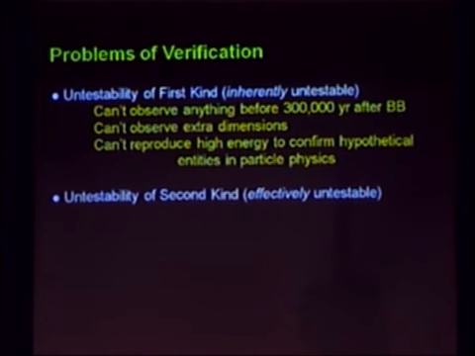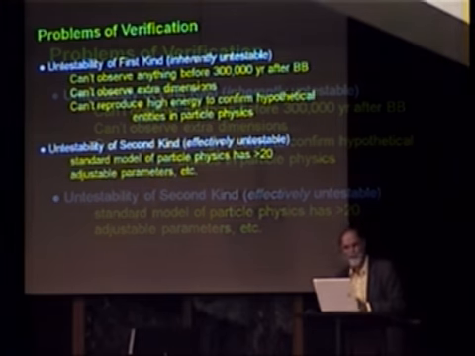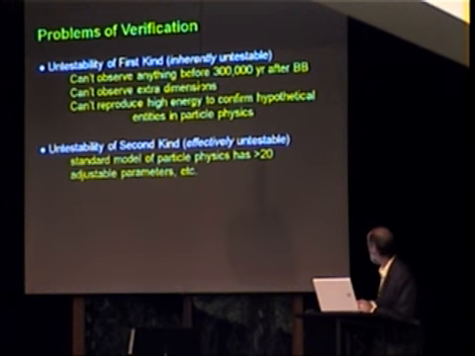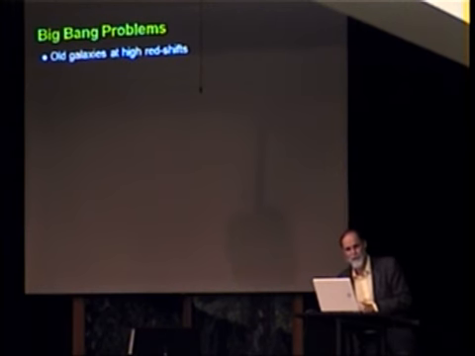There's also another kind of untestability, things that are effectively untestable. If you look at the standard model of particle physics, it has 20 different constants, fudge factors. You can change these constants as you like to fit the observations, which means that if something doesn't fit, you can adjust something else again, so that you can't really test the theory because you can just keep on adjusting things. The Big Bang itself has various problems.